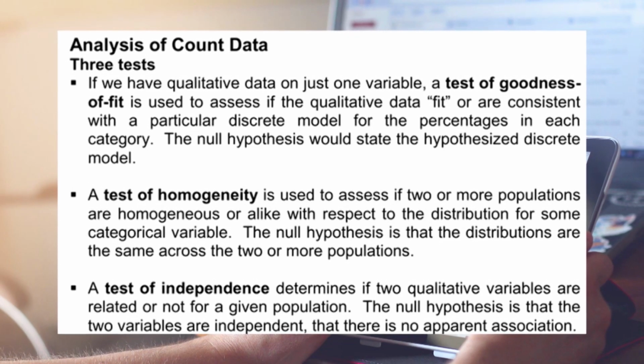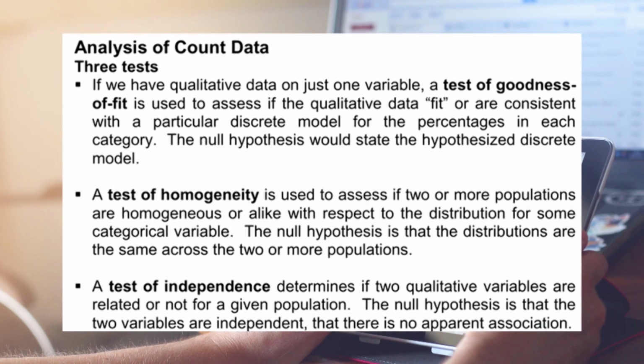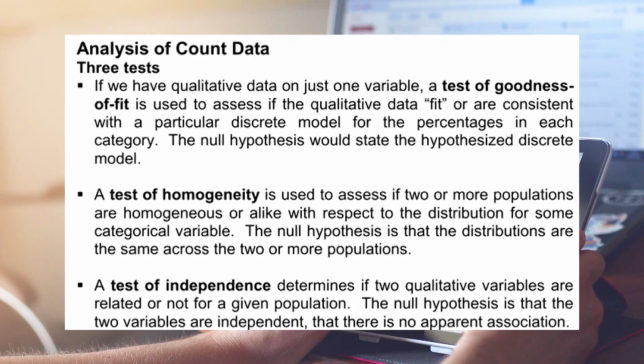And the test of independence determines if 2 qualitative variables are related or not for a given population. The null hypothesis is that the 2 variables are independent, that there is no apparent association.